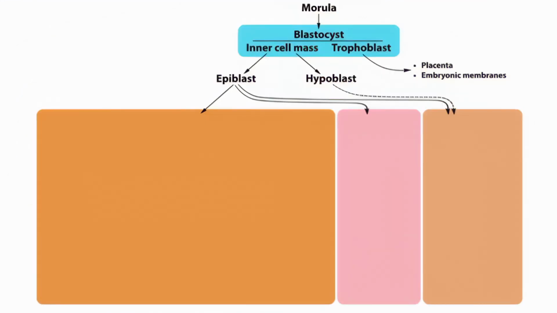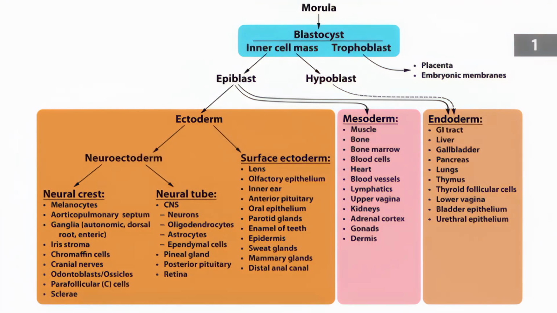And that 2-layer bilaminar disc doesn't last very long, because during week 3, the epiblast will differentiate into a trilaminar disc with 3 distinct germ layers: the ectoderm, the mesoderm, and the endoderm. This trilaminar disc, again, is called a gastrula. Looking at this chart in your study guide, you can see how these 3 germ layers are basically going to become the entire fetus. We're going to go through these different cell types in just a second and talk about which tissues are derived from each of these 3 germ layers.